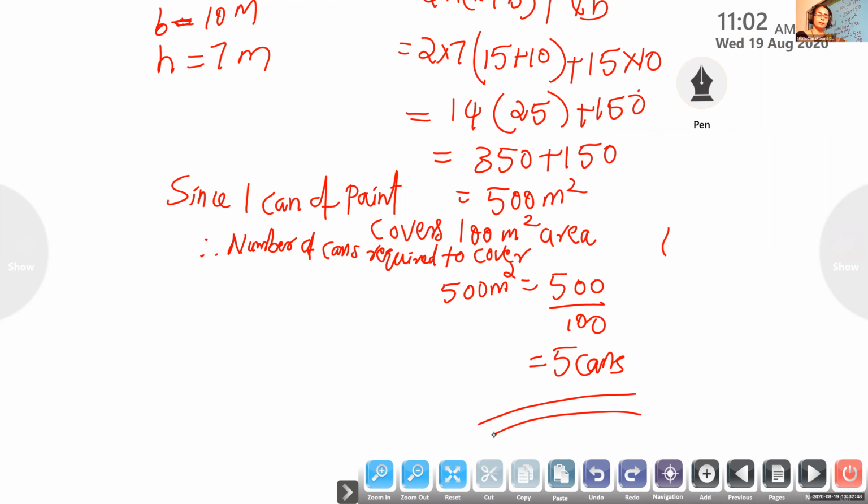Write all the steps and finally find out what was the question. Write the answer to the question. Here they are asked to find the cans. So you have to write, we need 5 cans of paint to cover 500 meter square area, or 5 cans of paint is needed to cover. Abhinav is trying to say something.